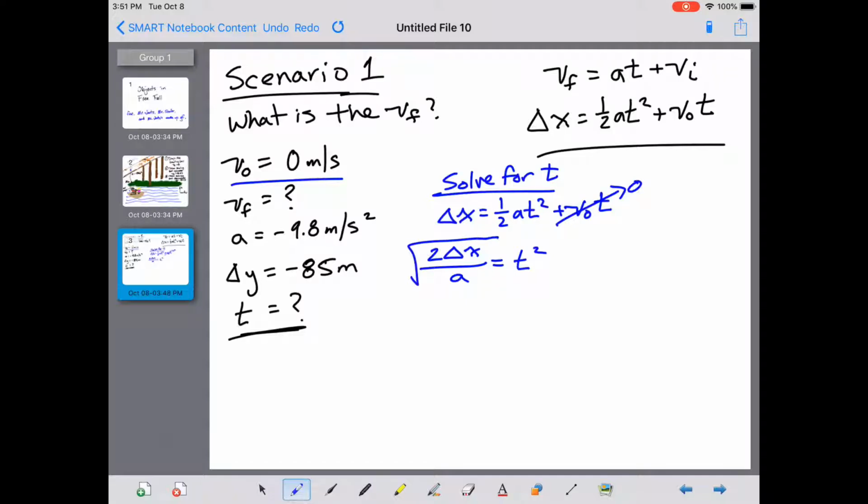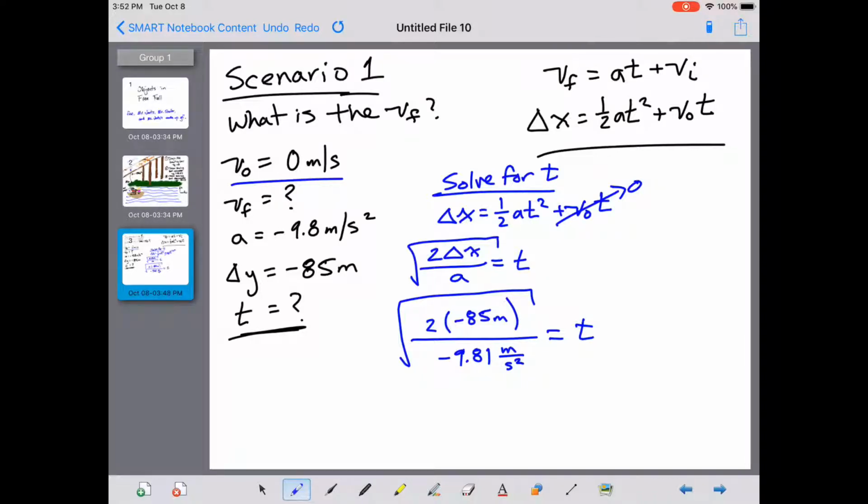I take the square root of that, and I get that time is equal to the square root of 2 times delta x divided by acceleration. And now we just plug in our numbers. So this is 2 times negative 85 meters divided by negative 9.81 meters per second squared. I take the square root of that, equals my time. And we get 2 times 85 divided by 9.81. Take the square root. Get, oh, hold up.